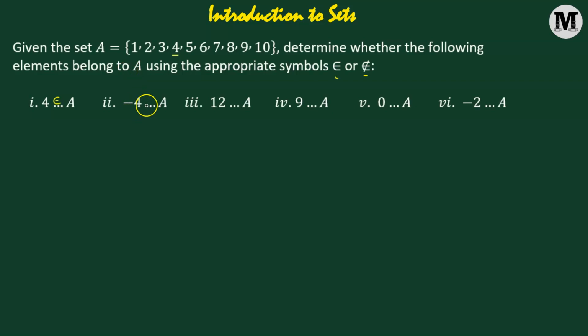Now number 2, negative 4, does not belong to the set A, because A clearly is a set of natural numbers which have a value less than 11. Now negative 4, that's not a natural number, that's an integer. So here we will say that negative 4 does not belong to A. So we'll write epsilon and cut through it.